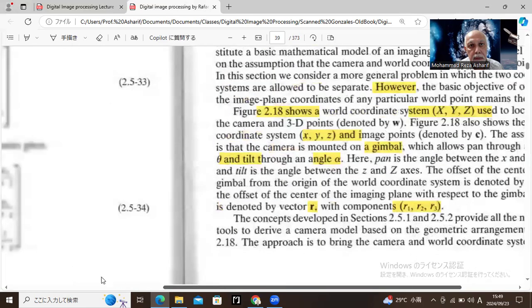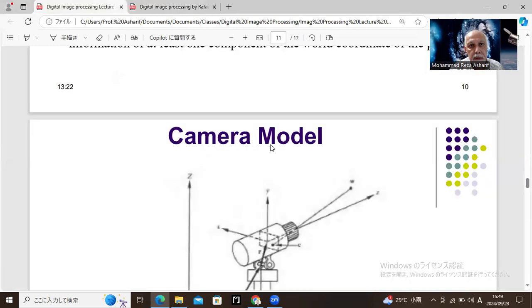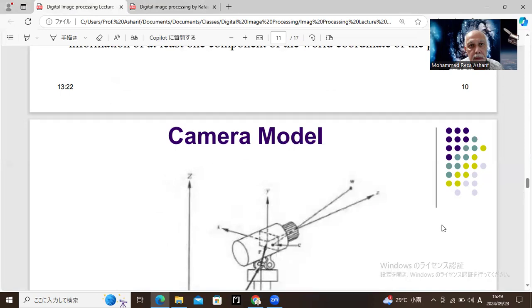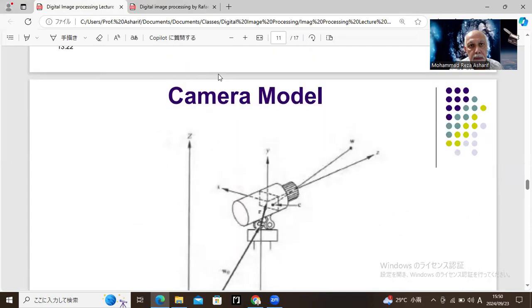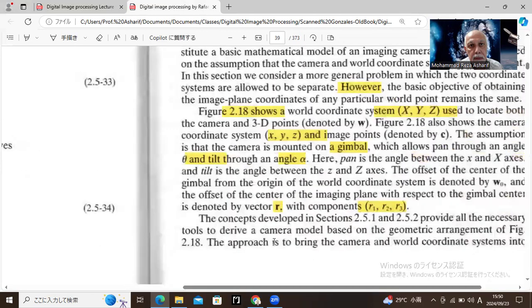Let me show it here, maybe it's better. Here is R1, R2, R3. Okay, back to here.